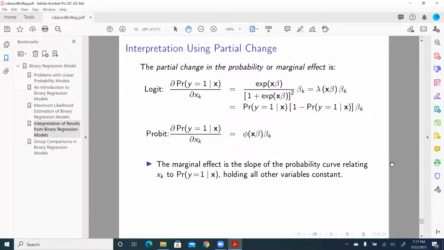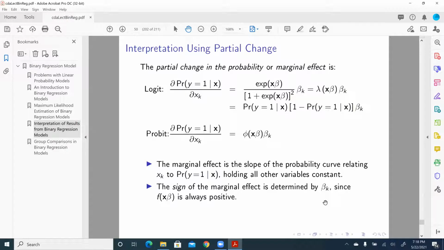So the marginal effect is the slope of the probability curve relating xk to the probability y equal to 1, given x, holding all other variables at a fixed point, because it really depends on where x is. Not holding all other variables constant, this is a mistake that I intentionally made, but holding all other variables at their fixed location, as I just talked about.